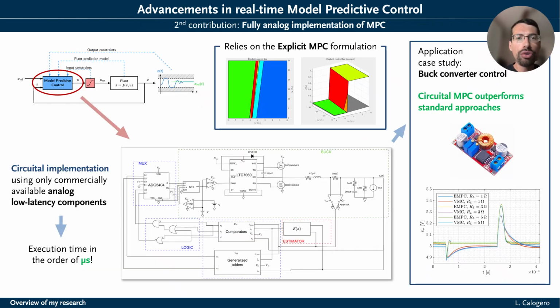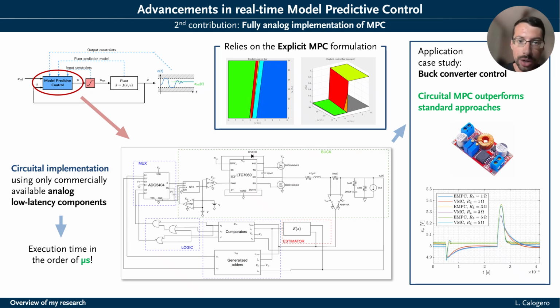My second contribution instead brings the computation times to even lower values by proposing a circuital implementation of MPC. So instead of solving the optimization problem of MPC on a high-end digital hardware, we directly realized an analog circuit made with commercially available components, which directly provides the optimal control input of MPC to the system. Thus, computation times reach microseconds, okay, so more or less the latency of our analog components.